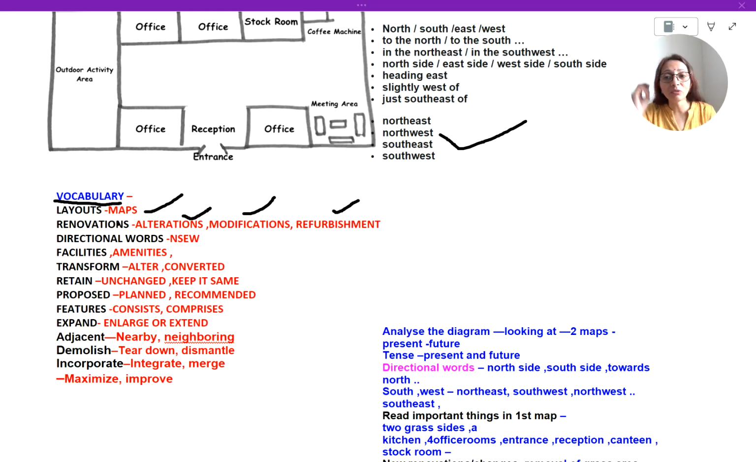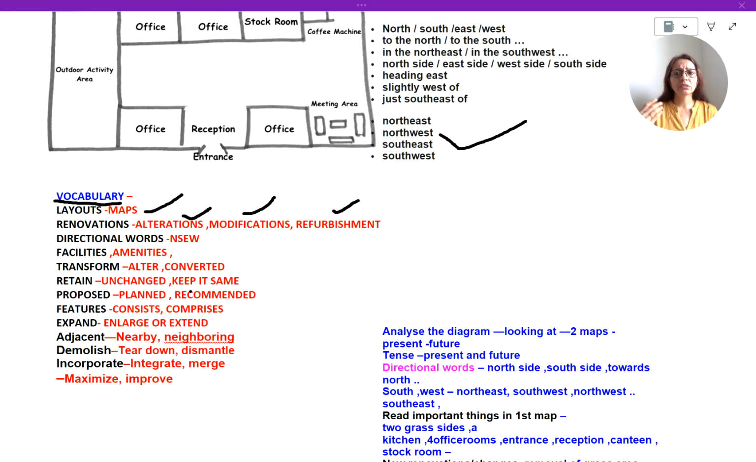That's the main war between the IELTS examiner and the student. Students will repeat the same word every time, and the examiner gets bored when someone is reading the same words exactly 7 or 8 times in 150 or 200 words. That's why it is more important to learn synonyms. Directional words I have shown to you. Facilities, amenities, and transform, alter, converted; if it is transformed, then altered, then converted.